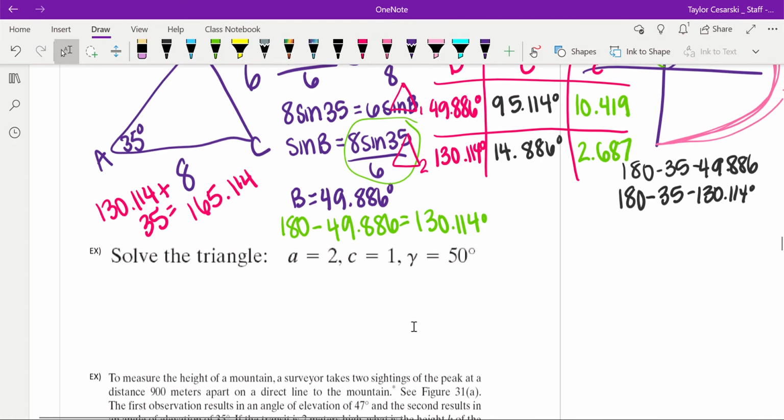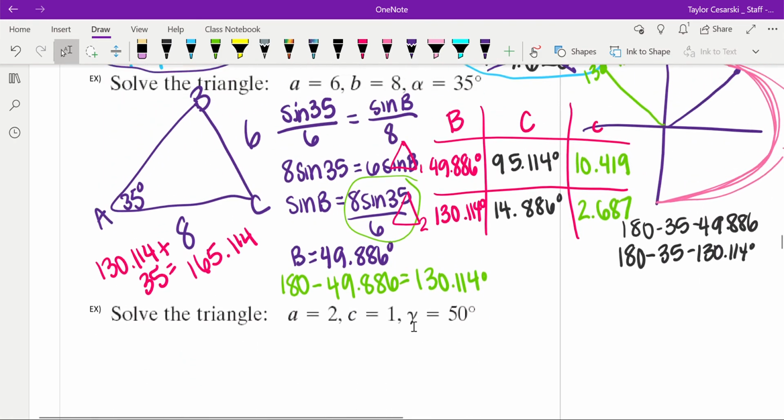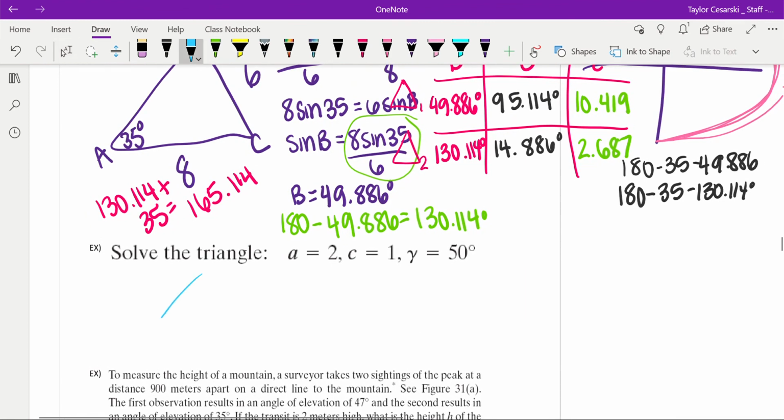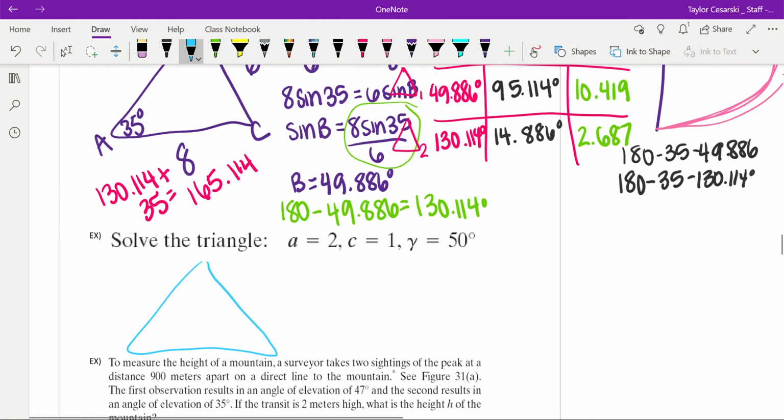Alright, last one. Alright, and like I said, we're not going to do a ton of application with it, but I do want you to be able to solve these triangles, so we're going to stop right after this example. And a lot of those also involve the bearing that we're not going to worry about for now, just for the sake of time. Alright, so A, B, and C. So A is 2, C is 1, and that's just big C, which is 50 degrees.